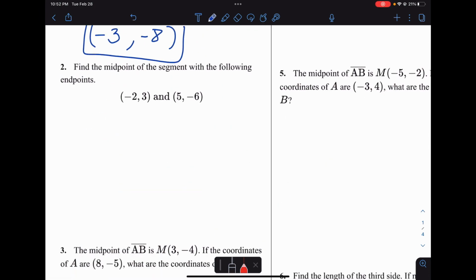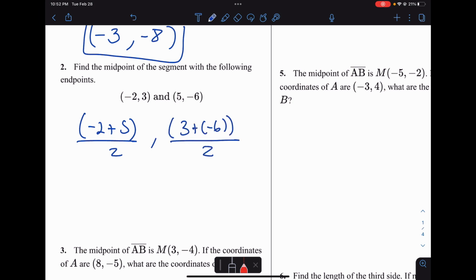Again, here, they ask us to find the midpoint. So I'm going to do negative 2 plus 5 divided by 2, and 3 plus negative 6 divided by 2. So that is going to give me 3 over 2, or 1.5. And we get negative 3 over 2. All right, and that would be my answer there.